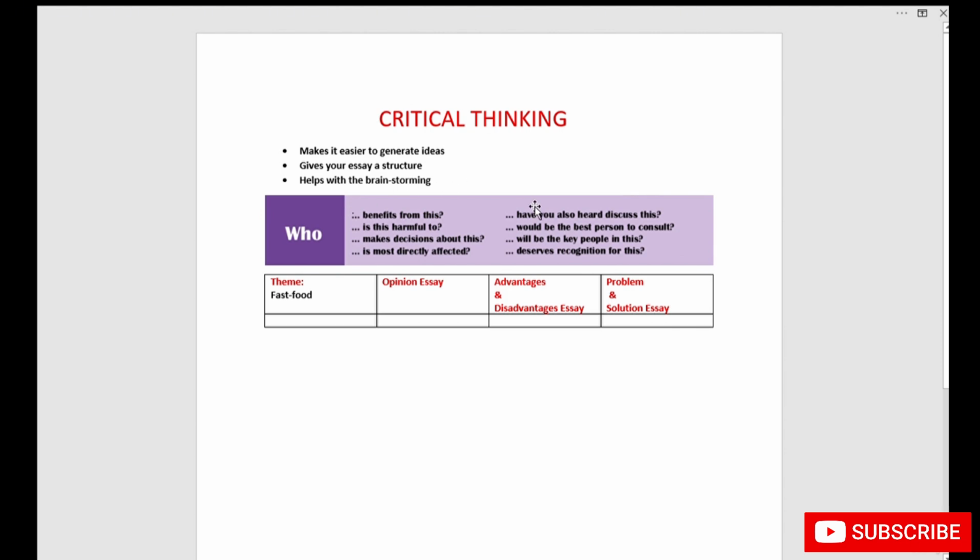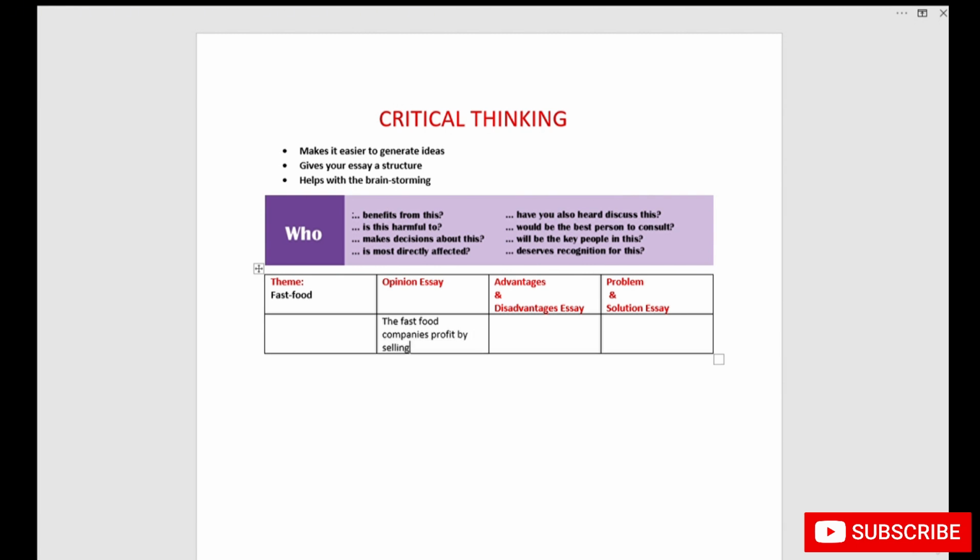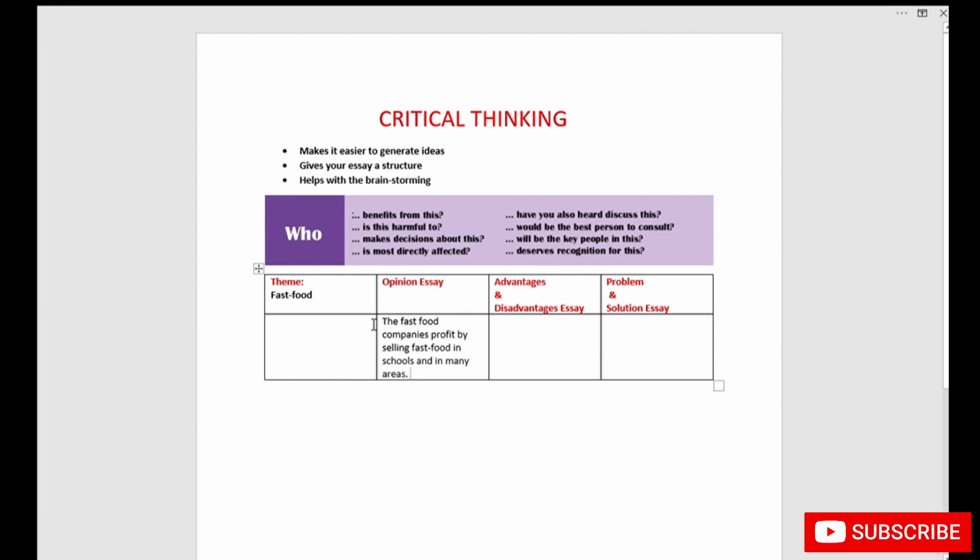For that, I can choose the opinion essay part, and I can say the fast food companies profit by selling fast food in schools and in many areas. So imagine that you are writing an opinion essay about whether the fast food should be banned in schools or not. So you can write a sentence like that.